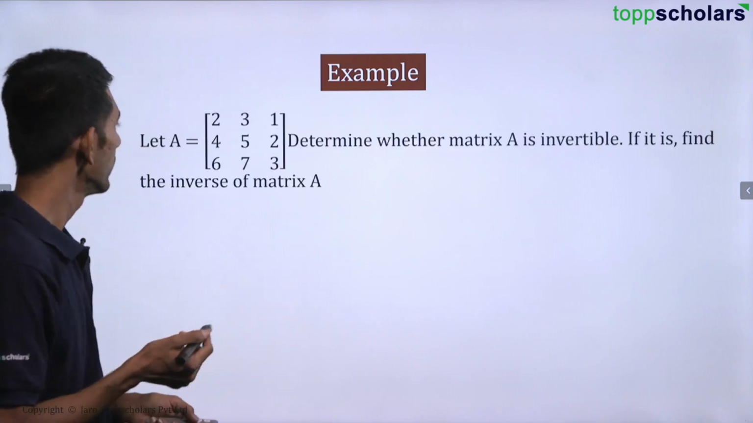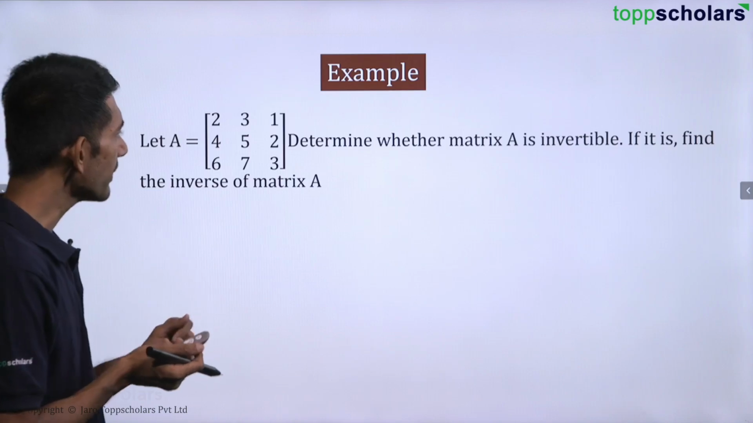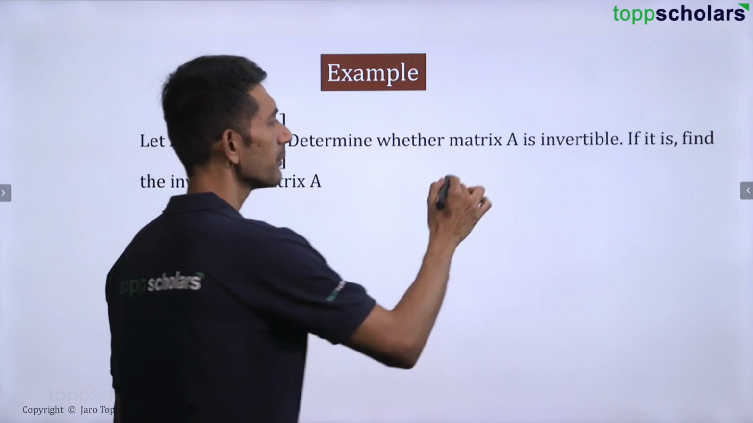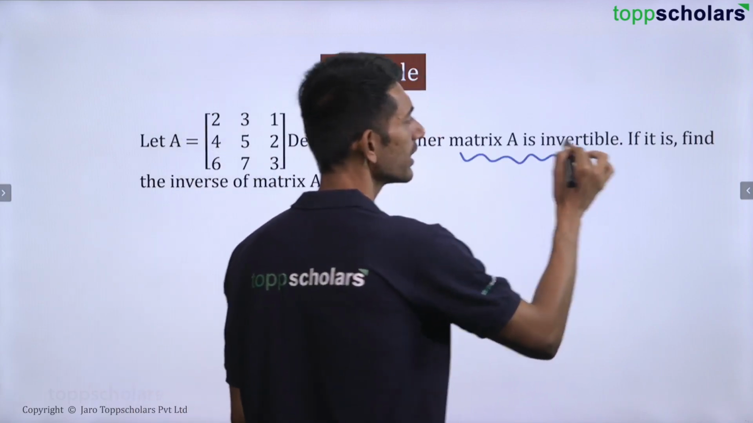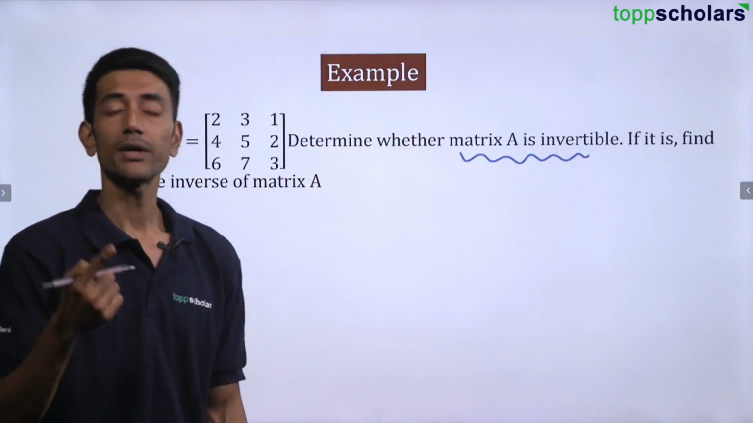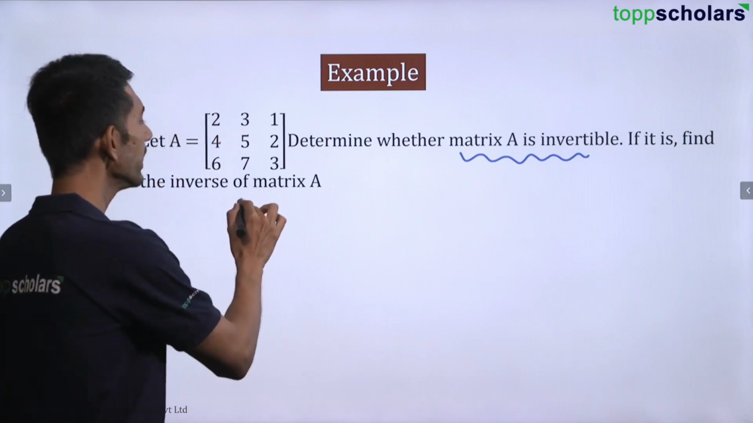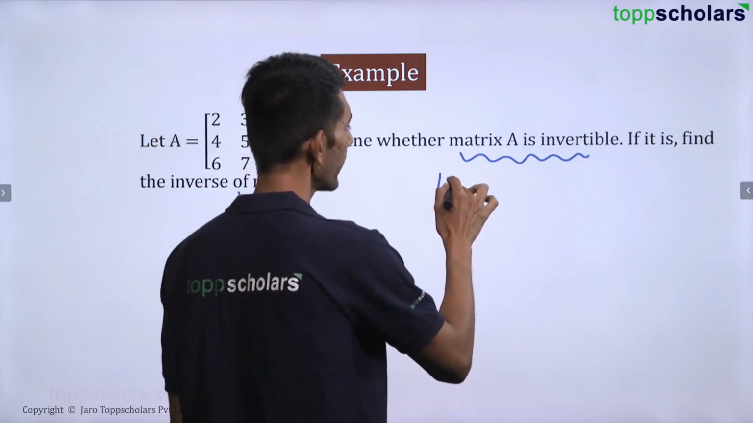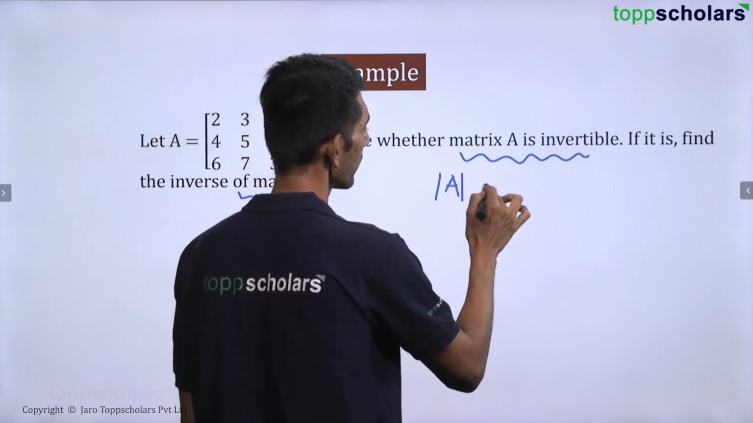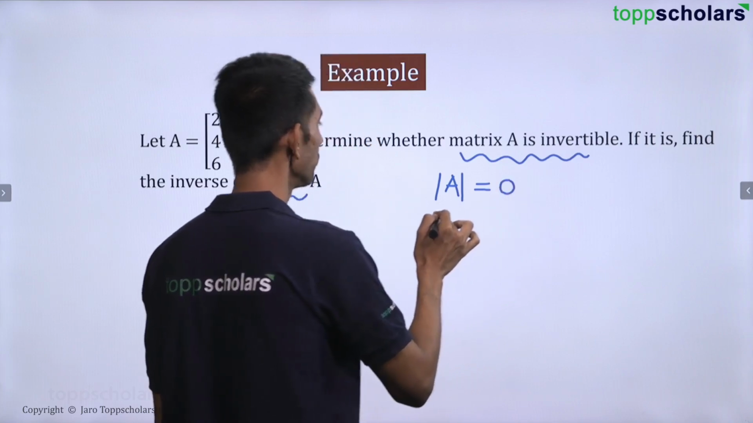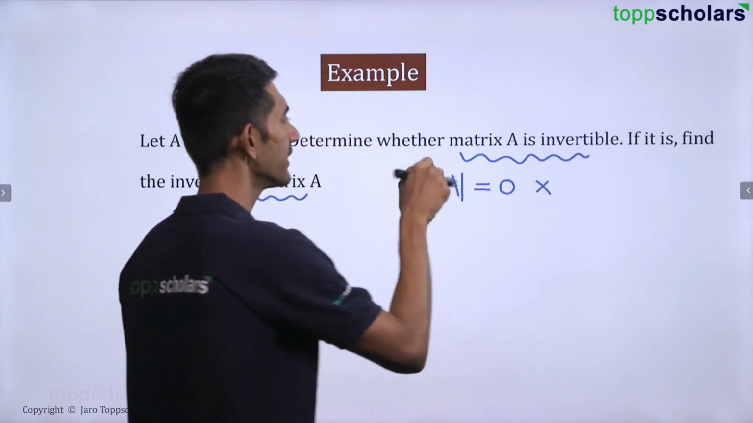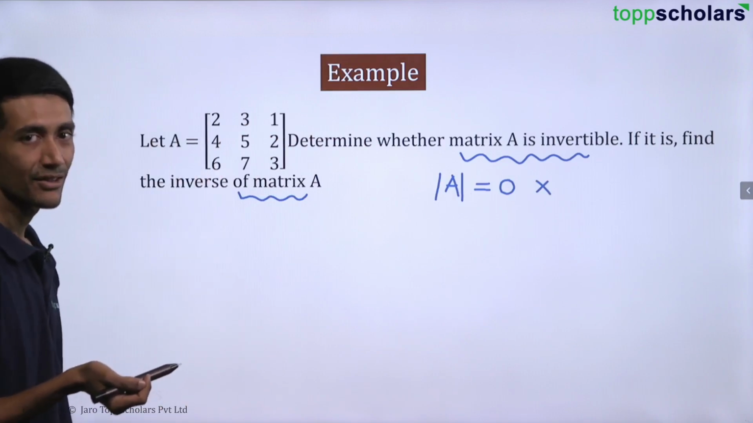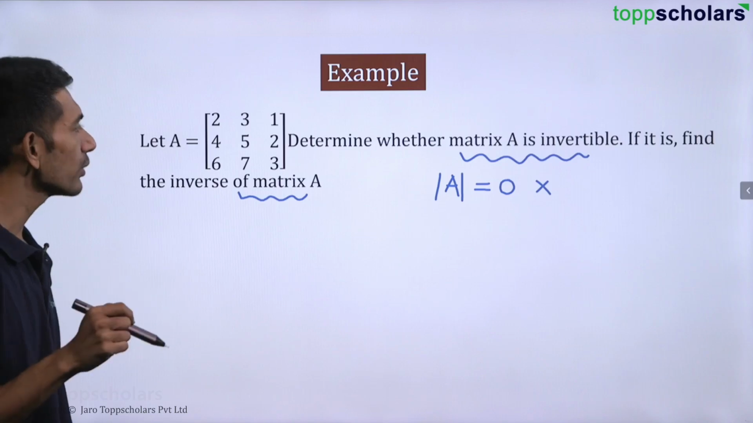Now, let us see an example. If A is a matrix 2, 3, 1, 4, 5, 2, 6, 7, 3, determine whether the matrix A is invertible or not. If it is invertible, then find the inverse of matrix A. Now again, what are we going to do? We are going to find out the determinant of A. If the determinant of A is 0, it is not invertible. If the determinant is not 0, it is invertible. But this is a 3 by 3 matrix. So how do we calculate the determinant? We need to understand that.